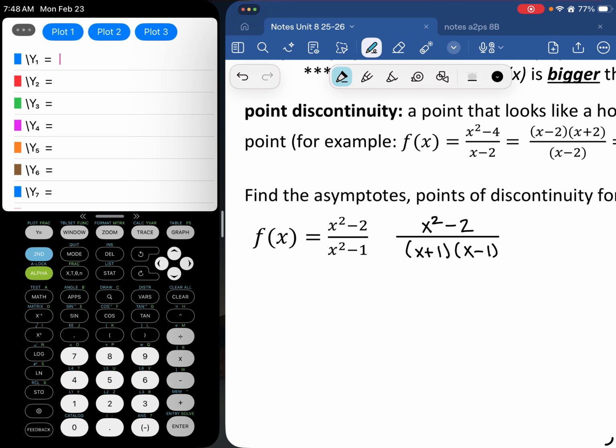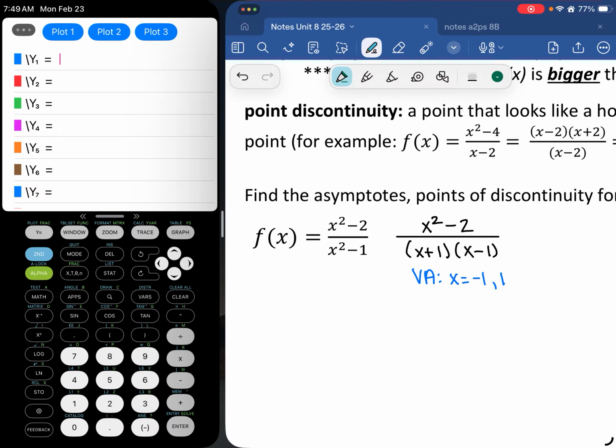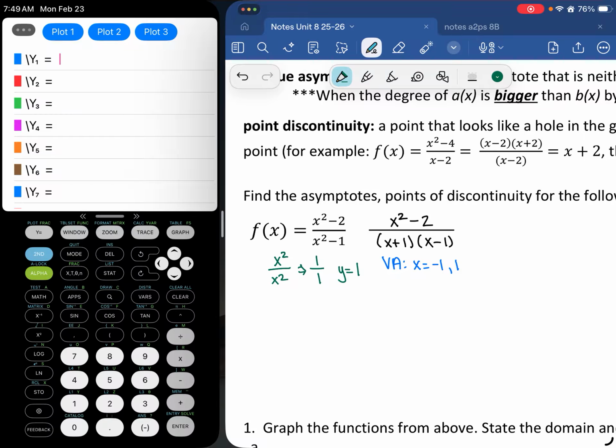So to start, vertical asymptotes. Your vertical asymptotes are going to be at x equal to negative 1 and 1 due to those two denominators being equal to 0 by plugging those values in. And then to do your horizontal asymptote, we're going to look at the original problem of x squared divided by x squared. Those powers are the same, so the coefficients are going to lead to 1 divided by 1, which means I have an asymptote at y equals 1. So this graph has that. There are no points of discontinuity because nothing cancels out.